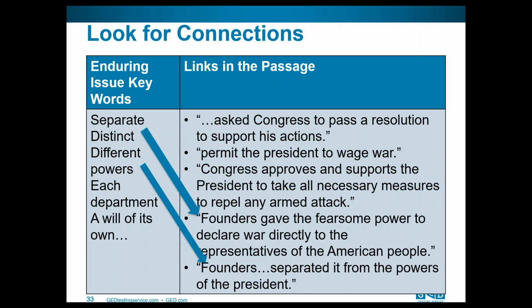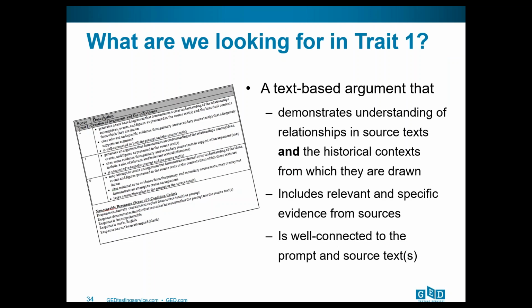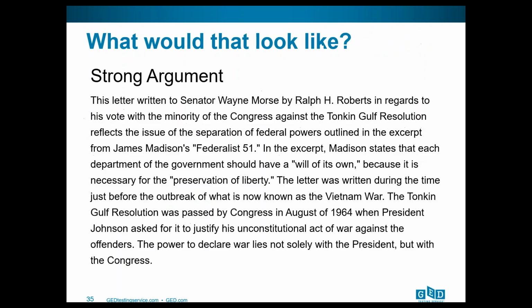So let's see what that would look like in a really strong argument. Remember trait 1 for social studies. That's the big focus in this one. And in trait 1, the student has to show that they understand the relationships in the source text and the historical context from which they're drawn. The student has to include relevant and specific evidence, and all of this needs to be well connected to the prompt and the source text. So let's see someone who did.